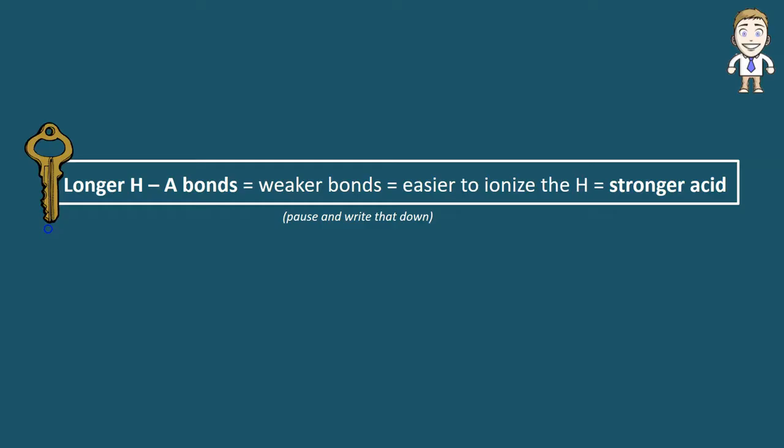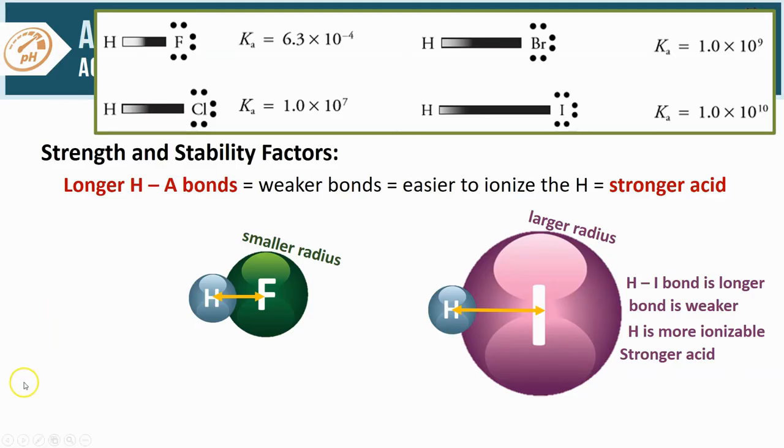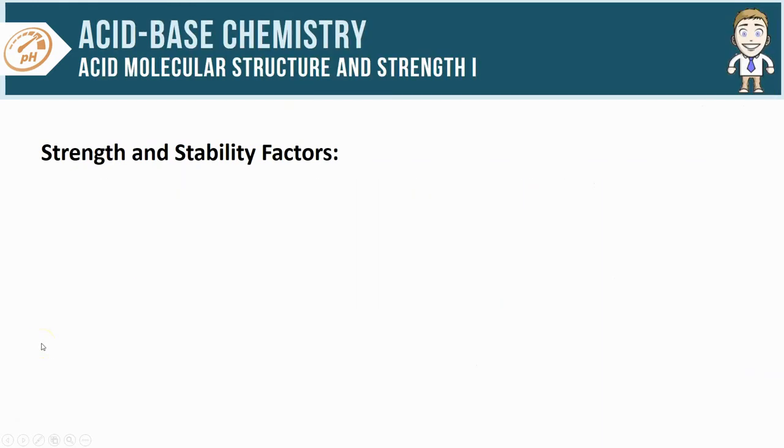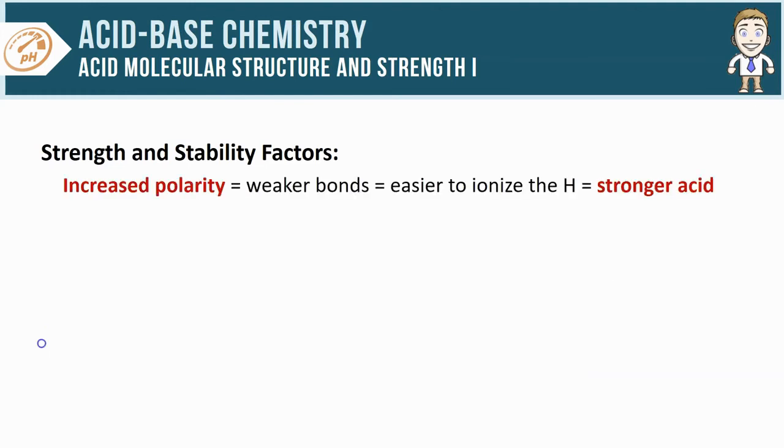This is another key idea for this video. Make sure to take a minute and write that down. We should also say that bond length is only going to be considered when you have large differences in bond length, like there are with these four acid molecules. If you're comparing acids that have similar bond lengths, however, you're going to instead compare their polarities. Increased polarity is actually a weaker bond, making it easier to ionize that hydrogen and giving you a stronger acid.